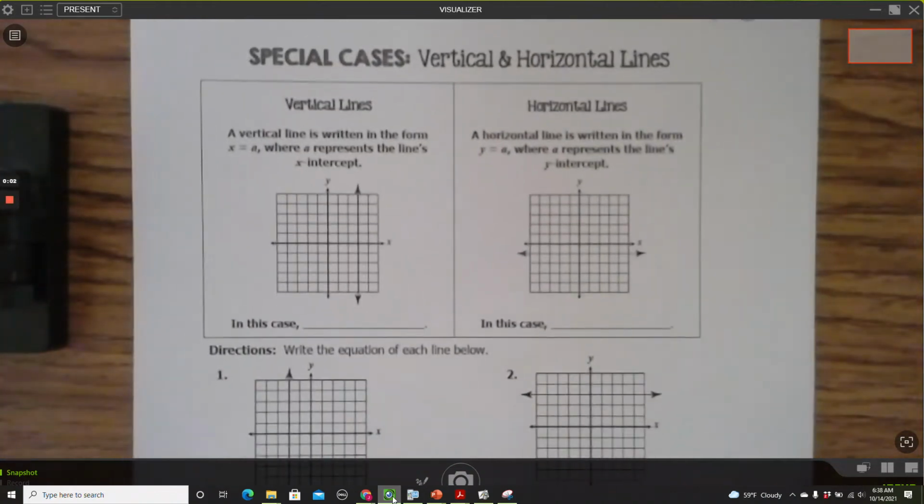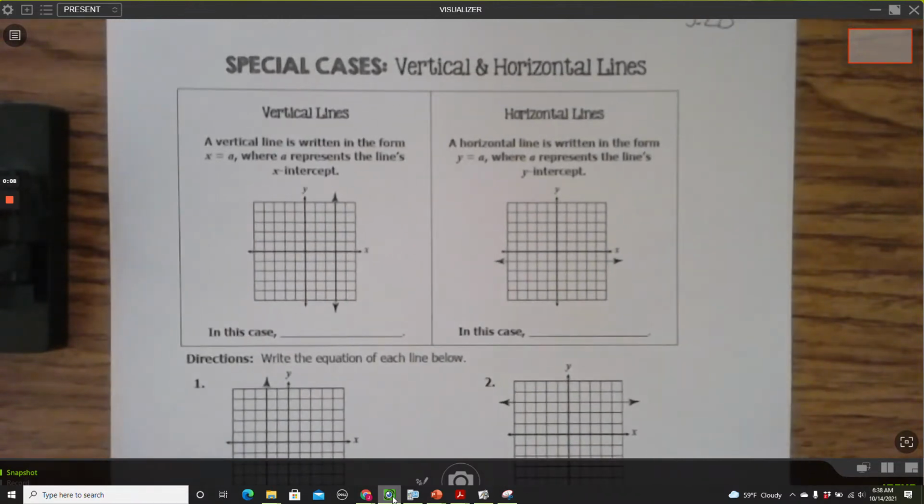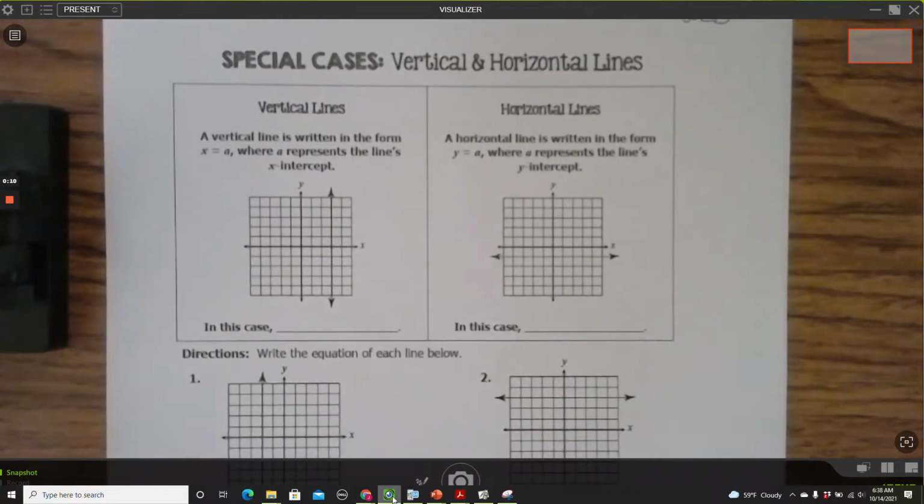Guys, this video is on writing linear equations, and this note page was supposed to go out last night, so I apologize for that. But you need to have this in your notes. You need to have something to look at.